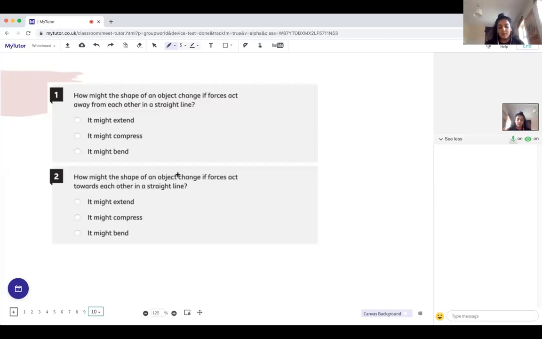So the correct answer for this generally would be compression. So for something that can be compressed, like clay or some sort of food type, we can compress. But certain objects like solids might not be able to be compressed and might bend under the forces instead. So compression generally, but also bending can happen.